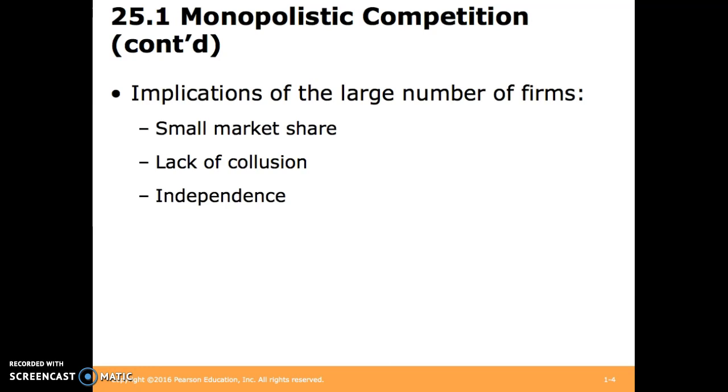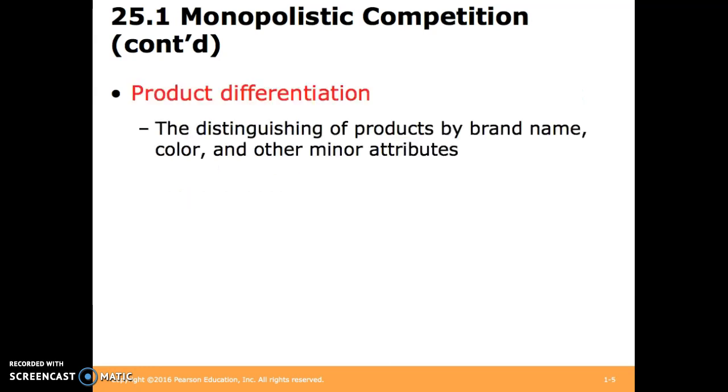Some of the implications for large numbers of firms include small market share, lack of collusion, and independence. Product differentiation is just the distinguishing of products by brand name, color, and other minor attributes. For example, Colgate and Crest distinguish from each other with different brand names, and by suggesting that one or the other is better at whitening your teeth or healthier.